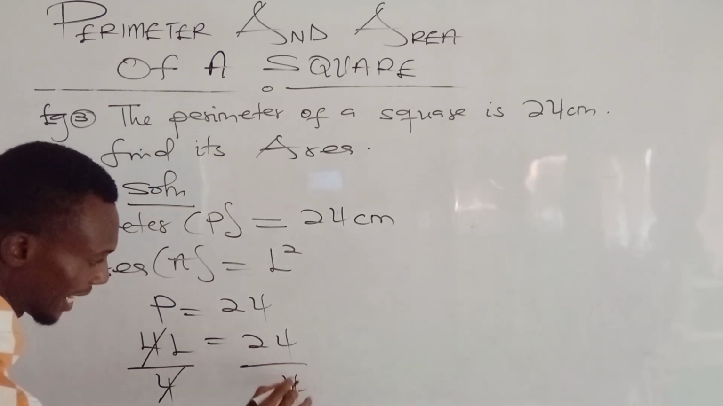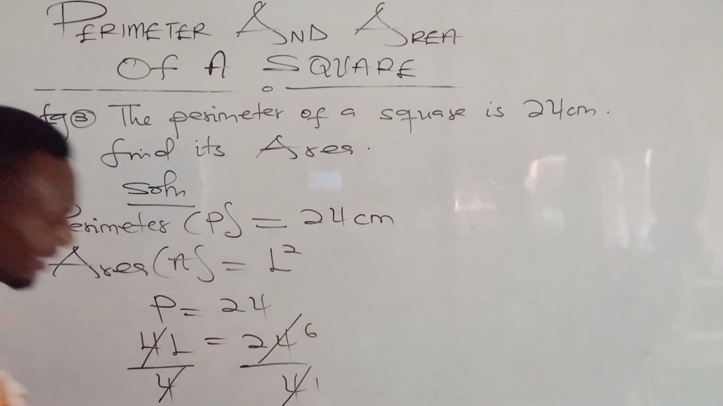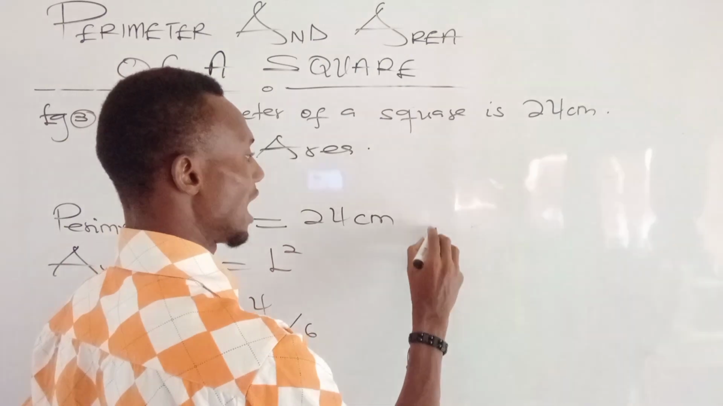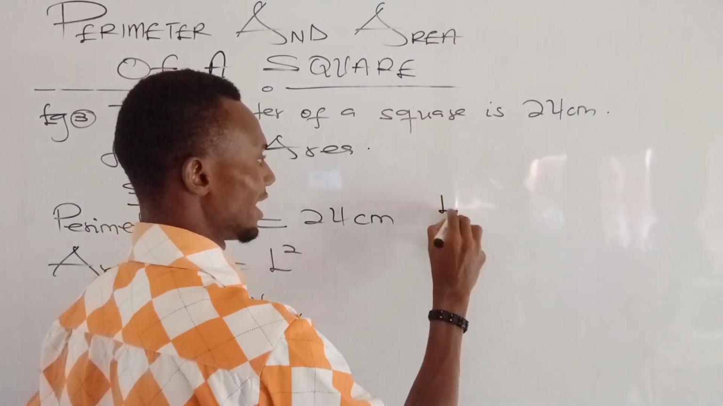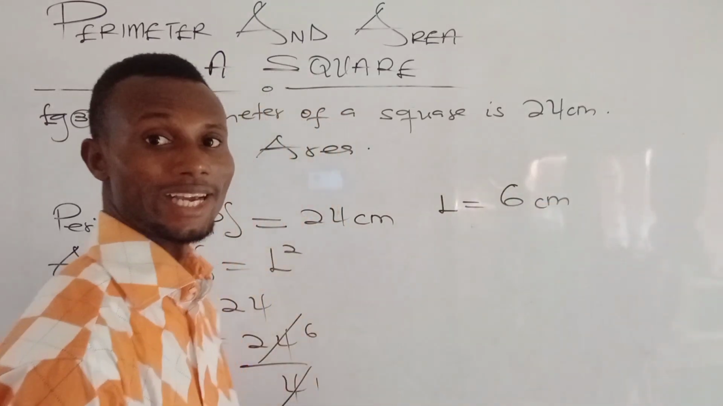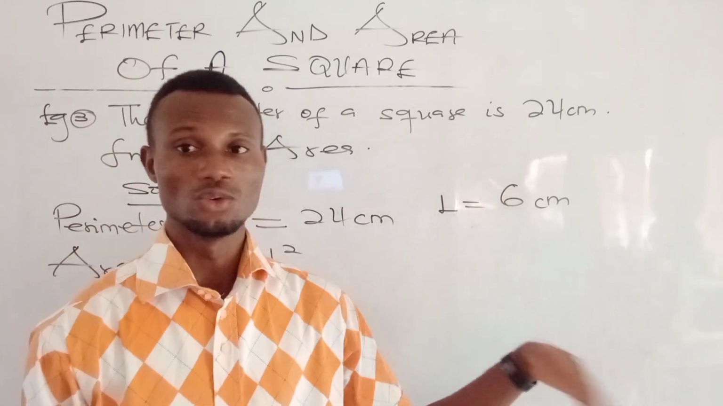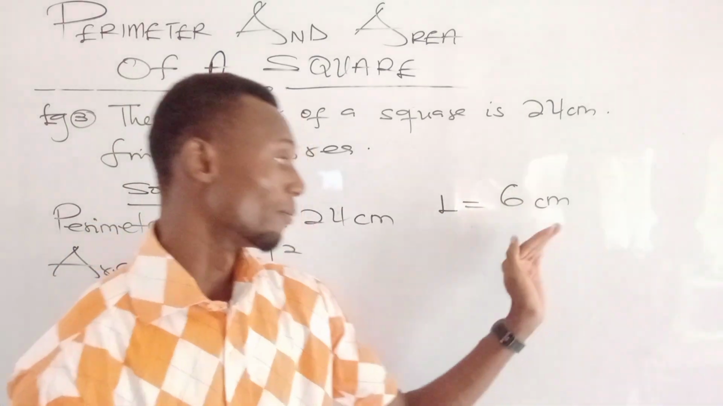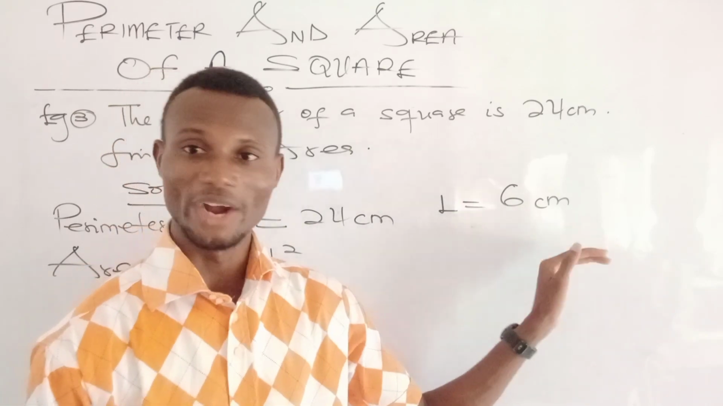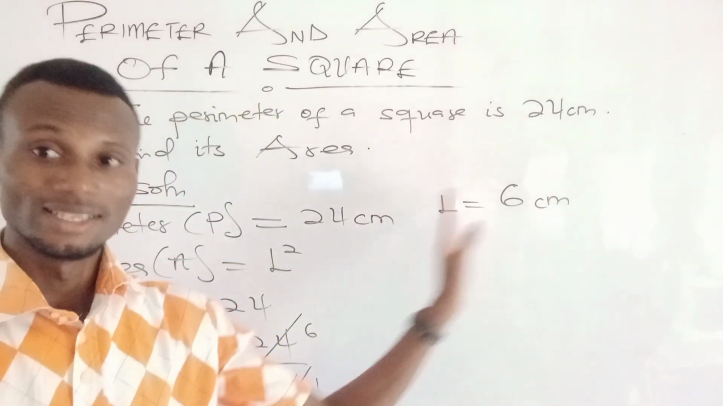I hope you are following. And the 4 here will cancel itself, and then it goes into this 24 6 times. So you will have your length. Okay, so your length equals 6 centimeters. Please, it's important to bring the unit. If you don't bring the unit, you lose some marks. The person marking might either mark you wrong or deduct some marks. It's necessary you bring the unit anytime you get your answer. So our length equals 6 centimeters.